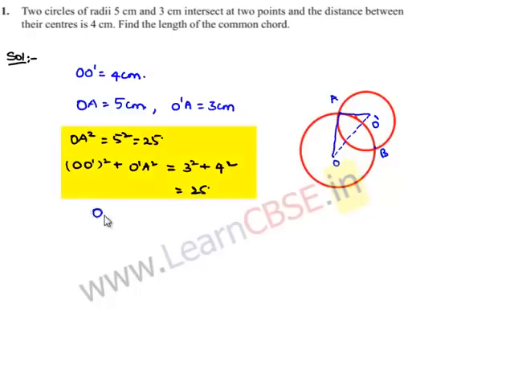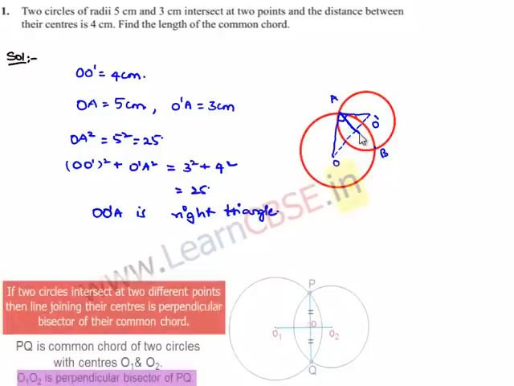Therefore, triangle OO dash A is a right triangle. Now let us join AB. That will be the common chord.